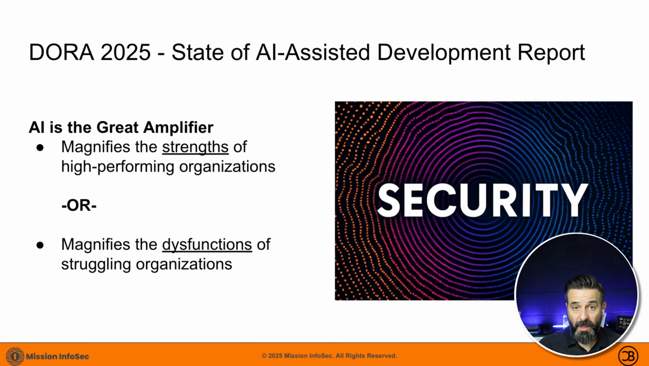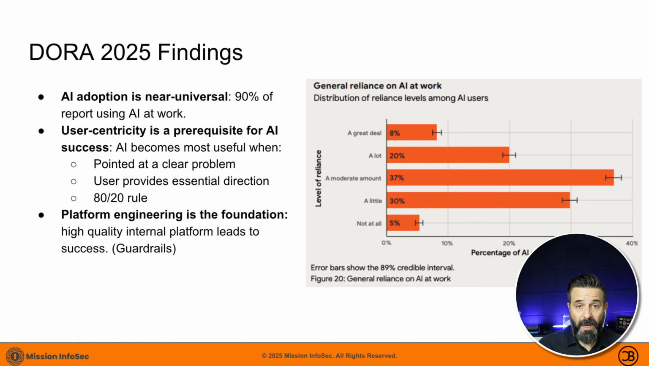And so some of the other findings that were interesting coming out of that is, first of all, AI adoption, no surprise, is near universal. Of all of the people that they interviewed for this survey, 90% report using AI at work. Now, they didn't differentiate how many of those were allowed to use AI at work and how many were not. 90% were using it.